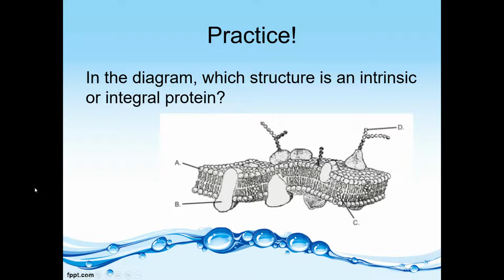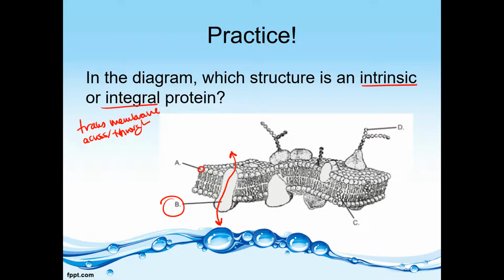Which structure is an intrinsic or integral protein? Remember, this is the same thing as transmembrane. Transmembrane means it's going to go all the way across or through the membrane. Hopefully you're thinking the answer is 3, 2, 1, B, because B goes from one side all the way through. That's going to be our transmembrane protein. Since we're here, though, let's go ahead and label all the other guys.